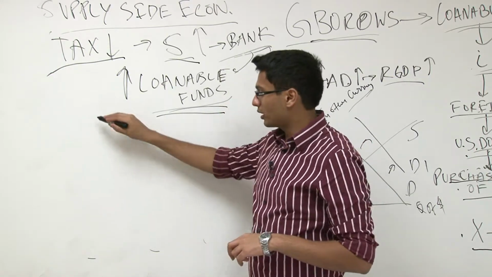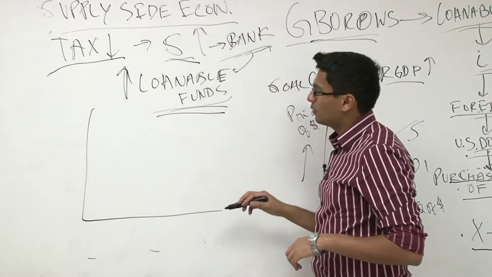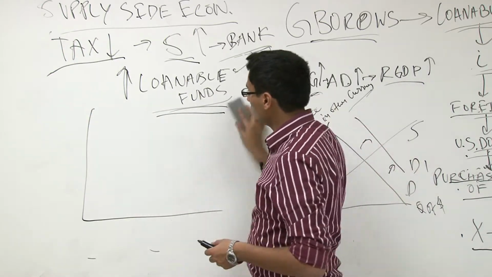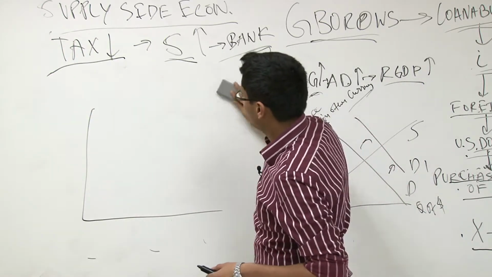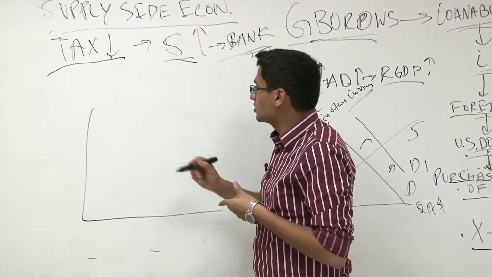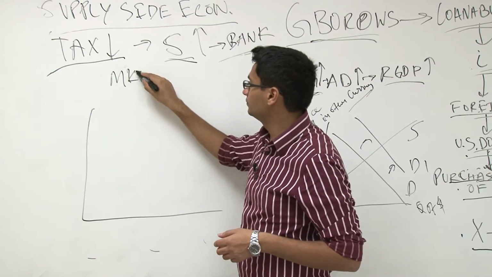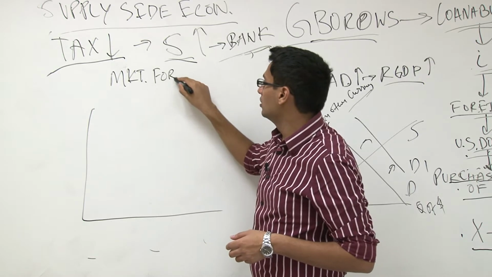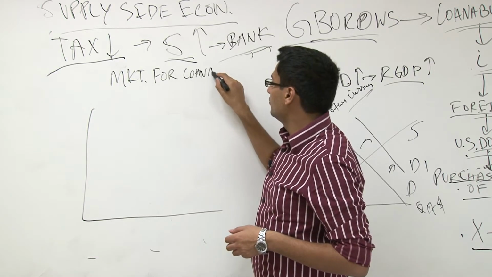So now let's go into the market for loanable funds, right? Now you're talking about the market for loanable funds. Let me erase this so we can label the graph correctly, right? So we're talking about the market for loanable funds.